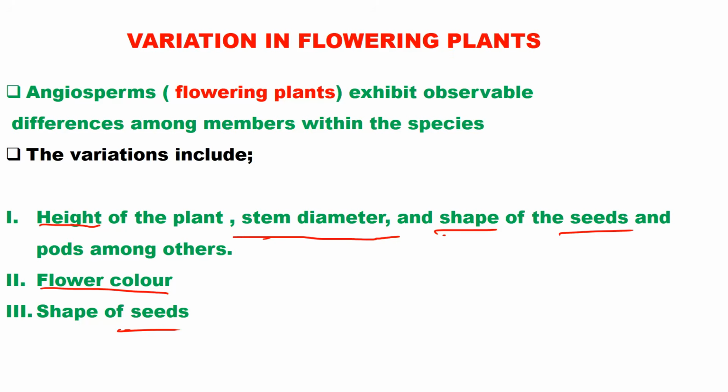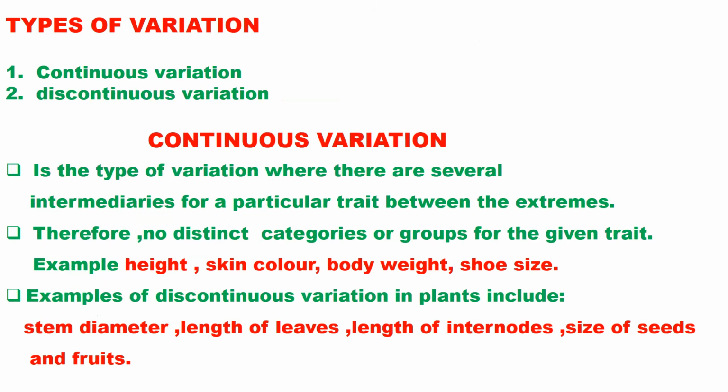Okay. Now, let us look at the types of variation. With all the differences that we've looked at in humans and also in plants, those can be classified into two. So this brings us to the two types of variation. What are the two types of variation? We have what we call continuous variation and discontinuous variation. Now, to make it easy here, we start with continuous variation.